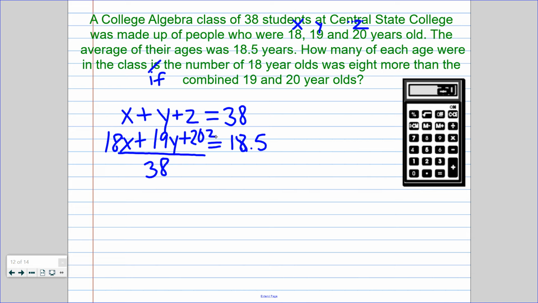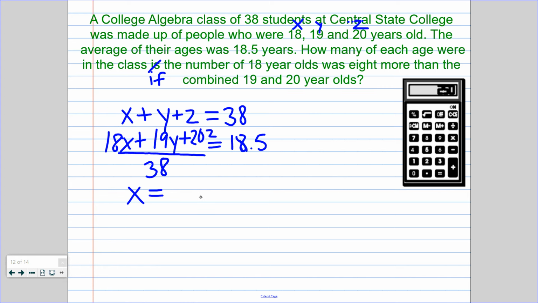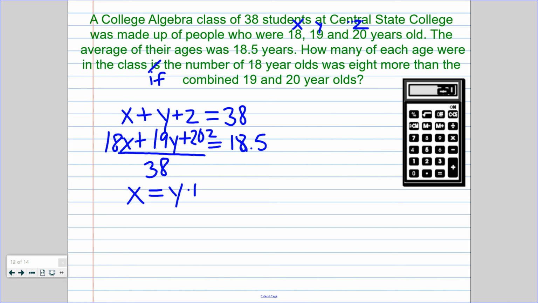The last piece of information we were given was that the number of 18-year-olds, which is X, was 8 more than the number of 19 and 20-year-olds. So if I take my number of 19 and 20-year-olds, oops, I don't want a 19 there, I just want my Y. Let's erase that. If I take my number of 19 and 20-year-olds, add them together, plus an additional 8, we will have the number of 18-year-olds.